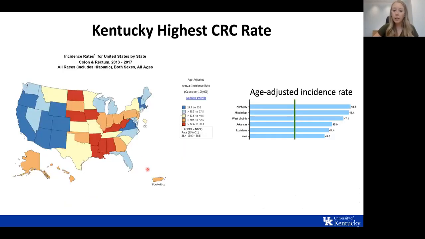So as a lifelong Kentuckian, born and raised here, this is not a stat I'm proud of, but one that needs to be highlighted. So Kentucky is shown here. We rank the highest in colorectal cancer incidence rate, and that's shown here, the top 5 states. Kentucky is the highest in colon cancer rates. And so obviously we need to study this more and better understand it.